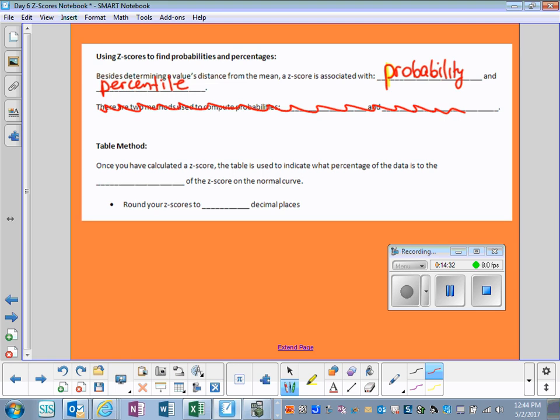So the z-score is very useful when we want to understand how probable the data is or which percentile the value falls into. So this is how we are going to do this. Table method. Next page. Once you have calculated the z-score, the table is used to indicate what percentage of the data is to the left of the z-score on the normal curve.